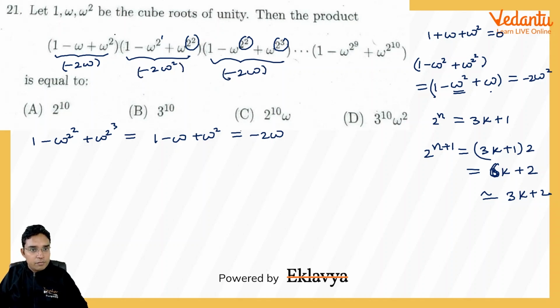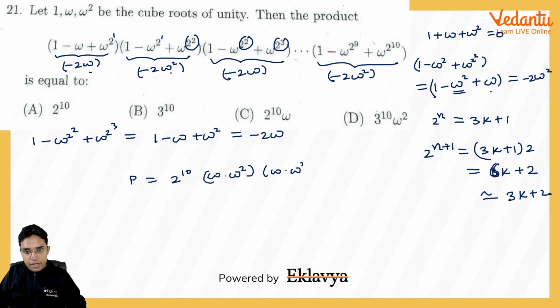Total number of powers, if you compare, it is 2 power 1, 2 power 2, in the end it is 2 power 10. So there are total 10 brackets. Starting with minus 2 omega, we will have here minus 2 omega square. So multiplying them all, we will get 2 power 10. This product will be 2 power 10 because omega with omega square will give you 1, and these types of pairs will be made 5 times, they will be 1, 1, 1 every time. So the answer here will be 2 power 10.